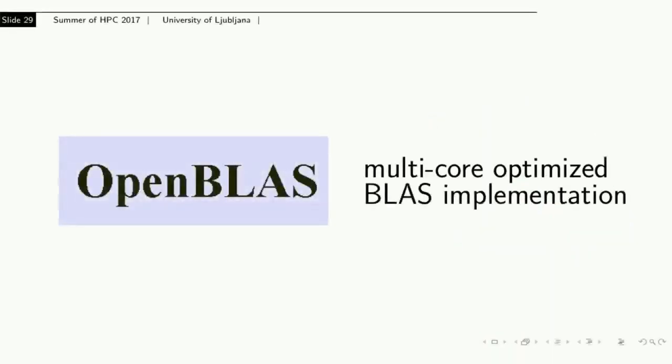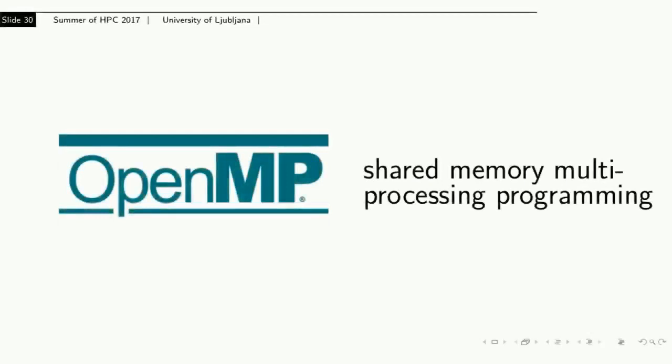It also influenced the performance for the better as we linked Eigen against OpenBLAS, which is a multi-threaded high-performance replacement of BLAS. And last but not least, we used the OpenMP standard to parallelize for loops where it was possible.